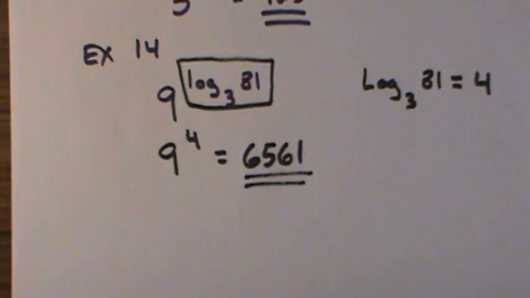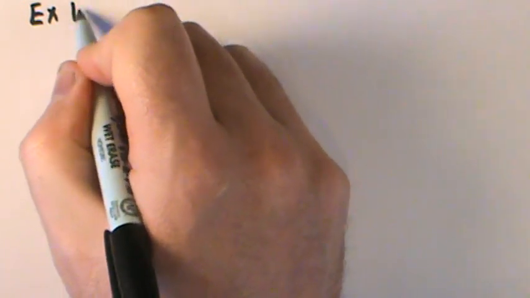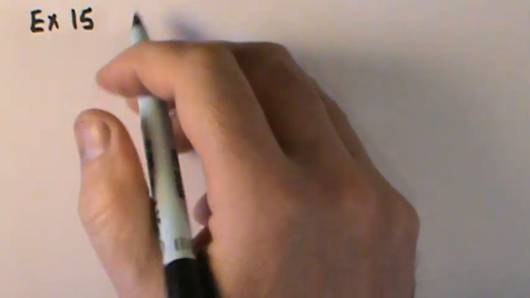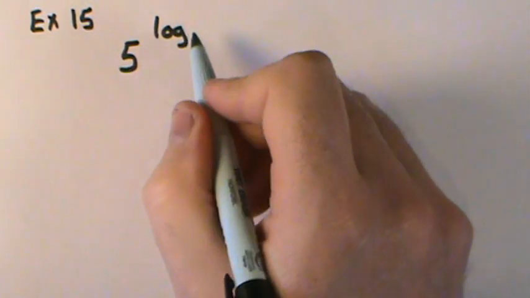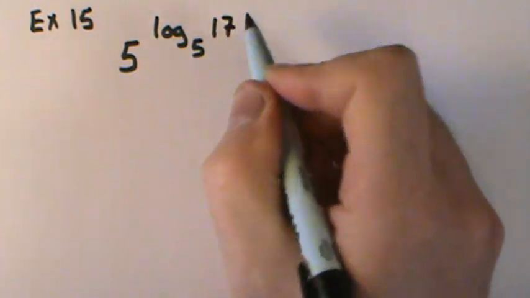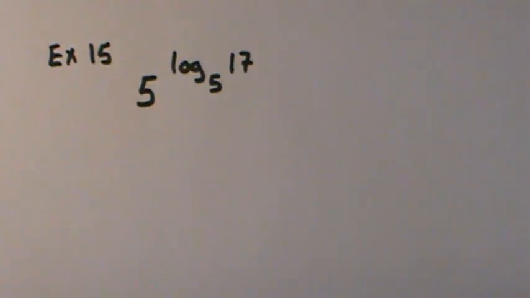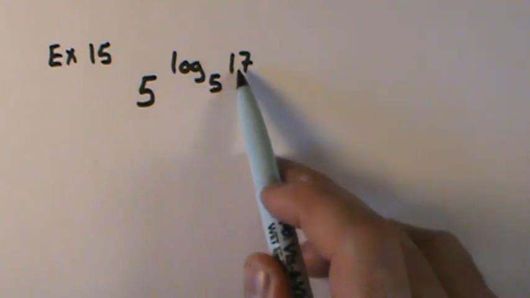Now I hesitated between example 13 and 14 because the worksheet was giving some strange results. I'm going to show you just a quick introduction of how to put some of these obscure ones into your calculator and see what that does for us. We're going to call this example number 15. This says 5 raised to log base 5 of 17. As I'm looking at this, I don't know what 5 raised to gives me 17.